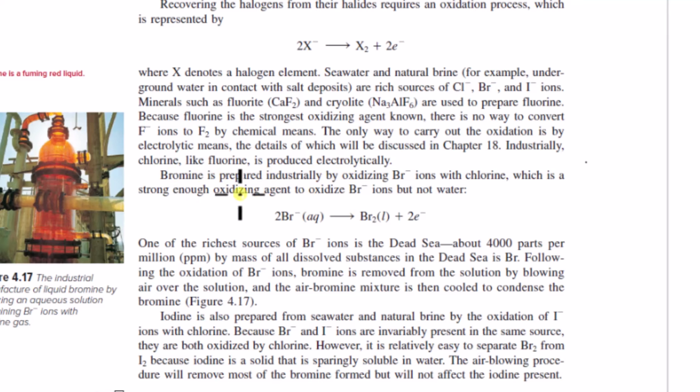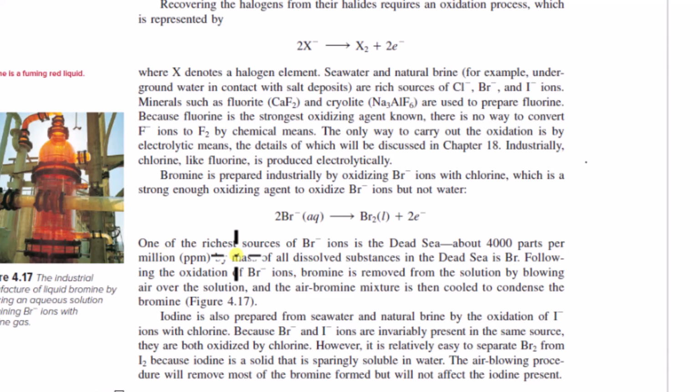But bromine is prepared industrially by oxidizing bromide ions with chlorine, which is a strong enough oxidizing agent, and it doesn't attack water. So here's the oxidation half reaction. You've got two bromide ions, each giving up an electron. So you have two electrons given up, and the resulting bromine atoms bond together to form liquid Br2, liquid bromine.